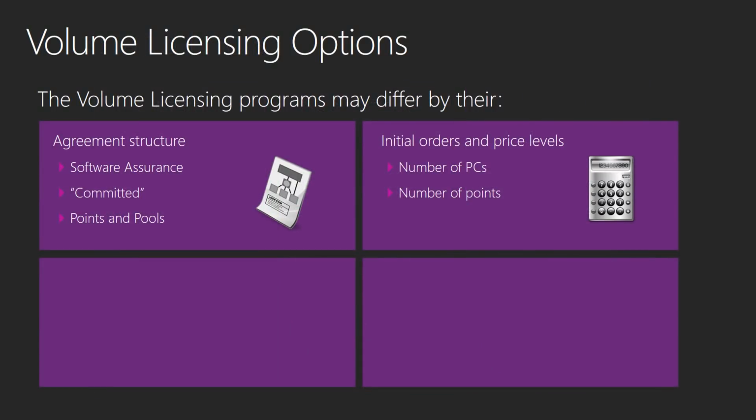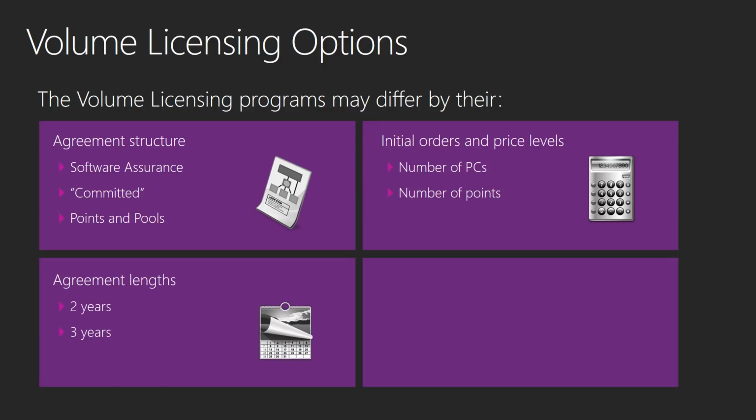So here we go, the programs may differ by how the initial orders and price levels are determined. They may be determined either by counting the number of computers involved, that would be for those committed offerings, or, as we've just seen, by working out the number of points in each pool.